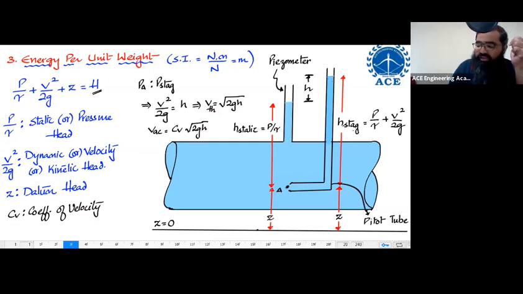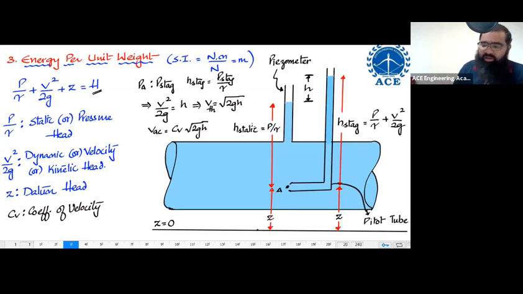Therefore, this is called H stagnation. H stagnation is basically P stagnation by gamma. H stagnation has to be equal to P stagnation divided by gamma. That is why you are going to get the values P by gamma plus V square by 2g. From there, you can get all this. Why CV is coming, I'll discuss in the coming topics. CV is called the coefficient of velocity. Mostly the value will be 0.99, 0.98 or 1 only. Don't worry about that.